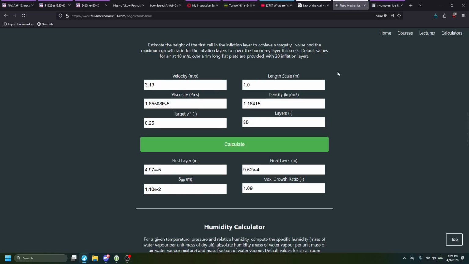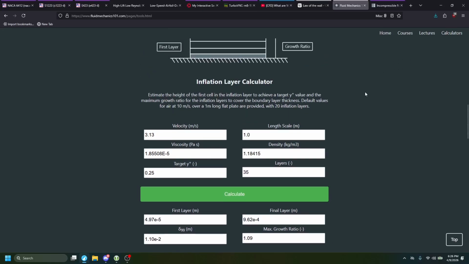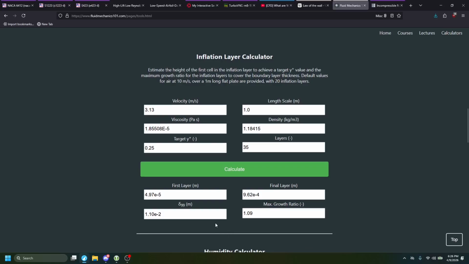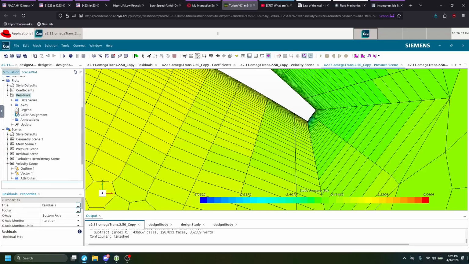But if you just need wall y plus value parameters to get your prism layer started, Fluid Mechanics 101 made a great calculator. You put in the speed, the length, or your chord, the dynamic viscosity you're using, and the density. You tell it about the wall y plus value you're aiming for and the number of layers, and it'll give you these values that you can plug into your CFD.